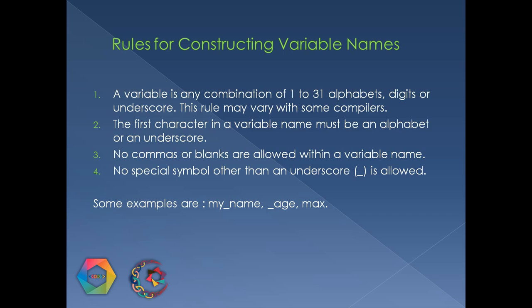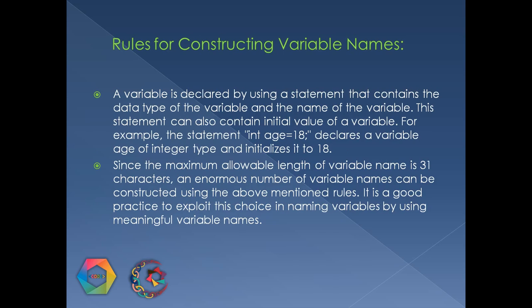Well, now how we declare a variable in C language, let's take a look at that. A variable is declared by using a statement, and that statement contains the data type of the variable and the name of the variable. Now what is meant by data type? As I said earlier, we have to deal with different things: numbers, fractional numbers, strings, or characters. If you want to store a number without any fractional point, you will use a different data type. If you want to store a string, you will use a different data type. If you want to store a character, again you will use a different data type.